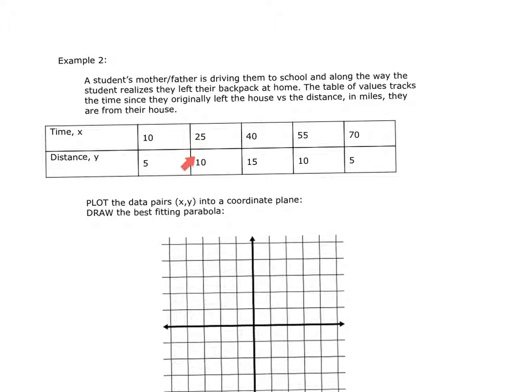So after 25 minutes, we've gone 10 miles. After 40 minutes, we've gone 15 miles, right? After 55 minutes, we're 10 miles from home. So you're going back. Oh, so we turned around and went back, right? So what's it safe to say about this point here? That's the turnaround point.